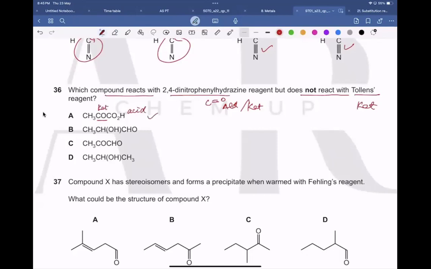So it's a ketone, so it can be an answer. It's an aldehyde, so no. And over here, it's an alcohol. So alcohol won't react with 2,4-DNPH. Ketone and aldehyde both react with 2,4-DNPH, but with Tollens' reagent, aldehyde reacts and ketone won't react. So A is left, so A is the correct answer for question number 36.